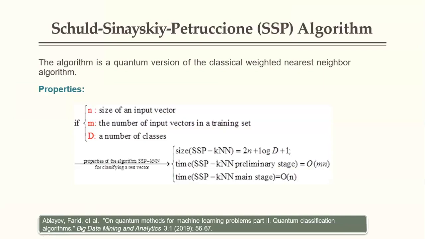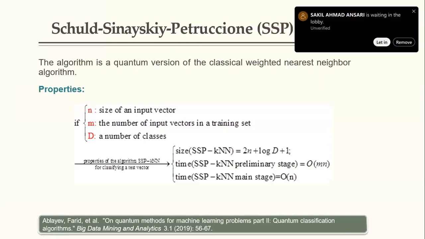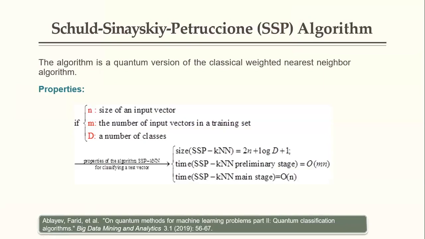This algorithm is the quantum version of the classical weighted nearest neighbor algorithm. If n is the size of the input vector, m is the number of input vectors in the training set, d is the number of classes. Properties of this algorithm: SSP means Shinaski petition k nearest neighbor for classifying the test vector. Size of SSP KNN equals 2n plus log d plus 1.